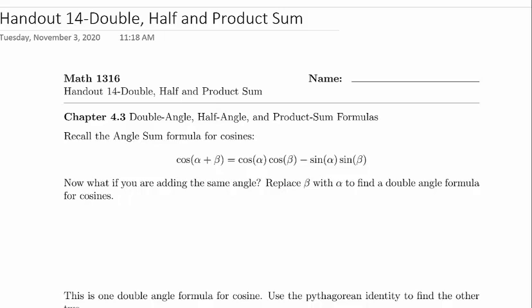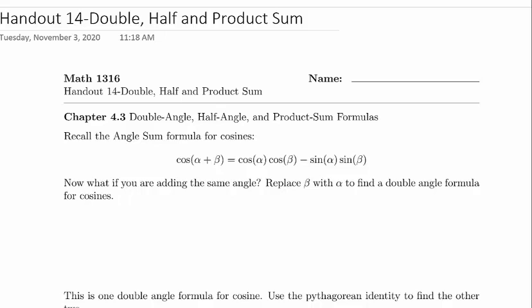Howdy students, today we're going to go over chapter 4.3, which covers double angles, half angles, and product to sum formulas. Double angle is exactly what it sounds like, an angle times 2. Half angle is exactly what it sounds like, an angle times 1/2. Product to sum is how we convert a product of two trigonometric functions into a sum, and also vice versa.